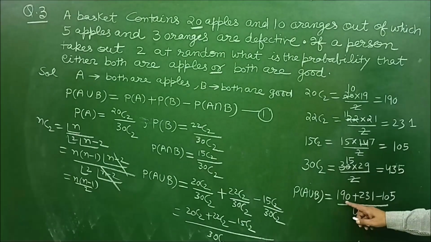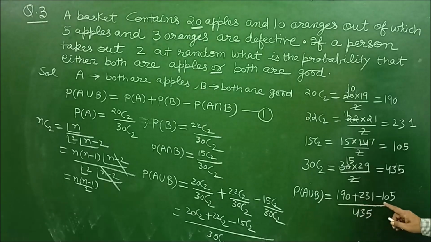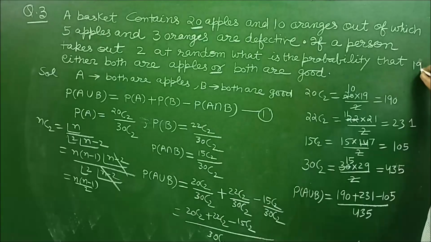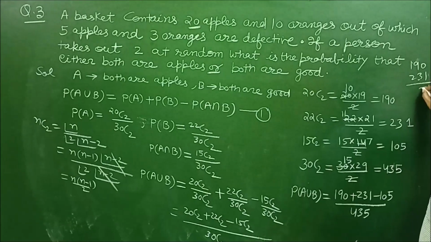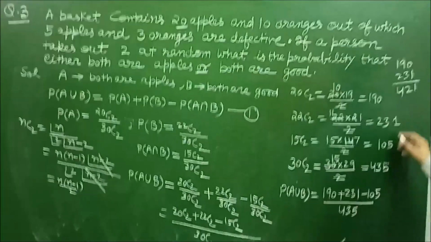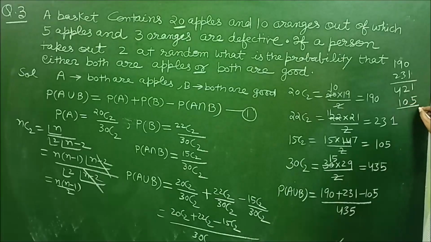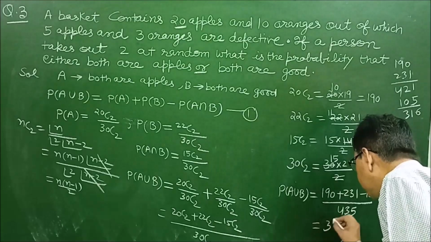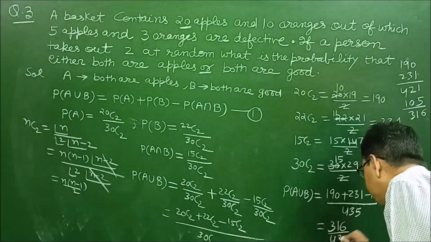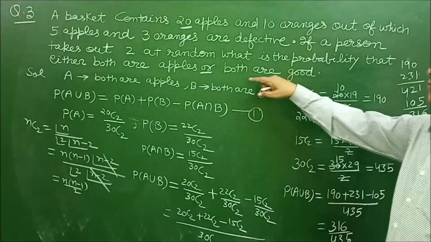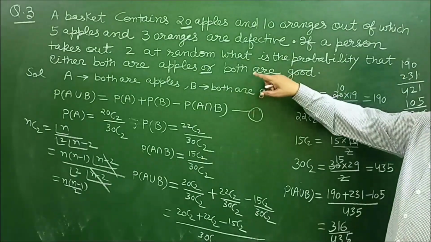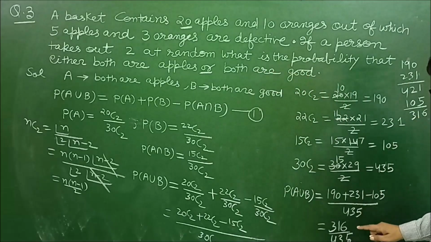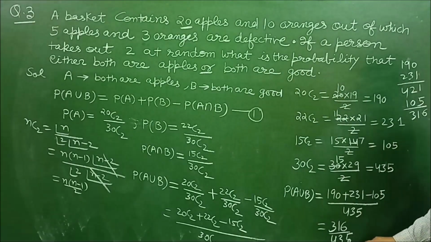Probability of A union B is 190 plus 231 minus 105 upon 435. Let us add 190 plus 231. 190 plus 231 is 421. 421 minus 105 is 316. So this is equal to 316 upon 435. Therefore the probability of getting both apples or both are good is equal to 316 upon 435.